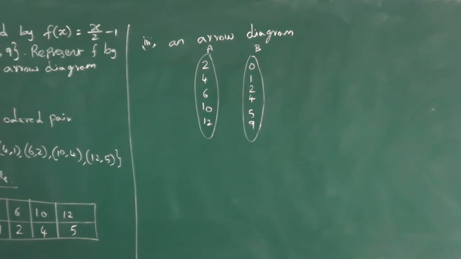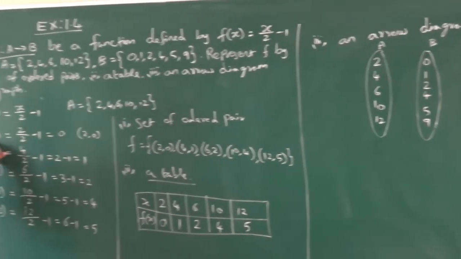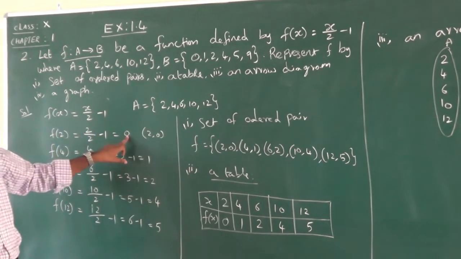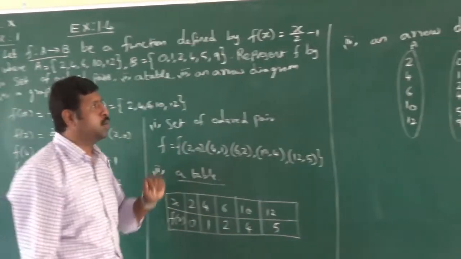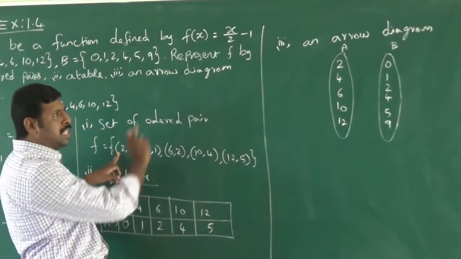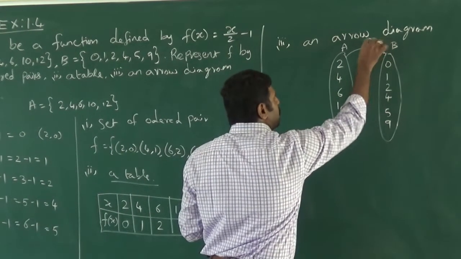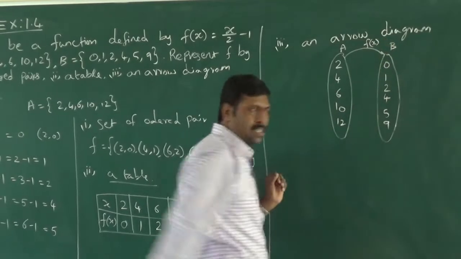See, when we find the function f of 2, the function of 2 is mapping with the element 0. Right? In this form we have to write that. Or otherwise we go through the ordered pair also. By using the ordered pair we can map the elements, right? This is the function f of x.